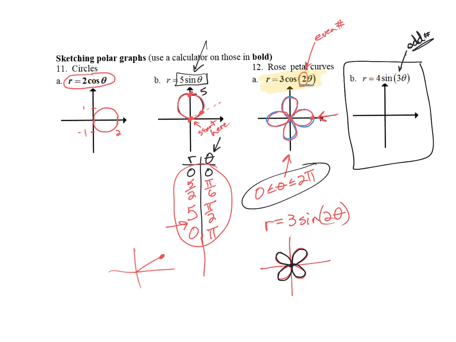Now, you notice that the number in front of these is different. On part A, we had a 3. On part B here, on number 12, we have a 4. That's going to be the length of your petal, basically.